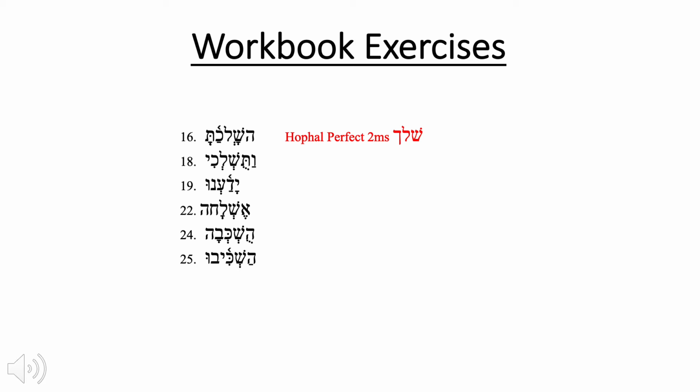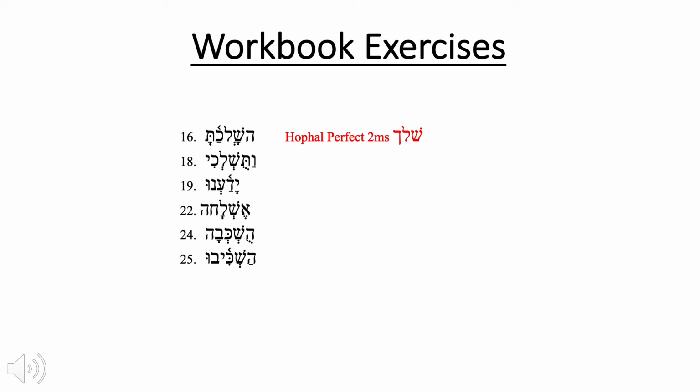Number 16 is a Hophal perfect. Again, we can see the O-class vowel underneath the hey. We know that this is an O-class vowel and not a long qamets because it's followed by a sheva. And a sheva, as you remember, closes a syllable, and a closed syllable will have a short vowel. This is a perfect 2ms, which we can see by the tav and the qamets at the end of the verb. Let's do number 18.